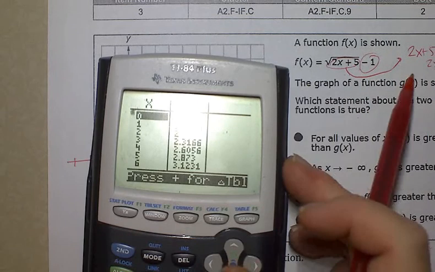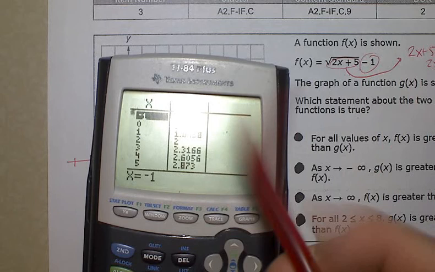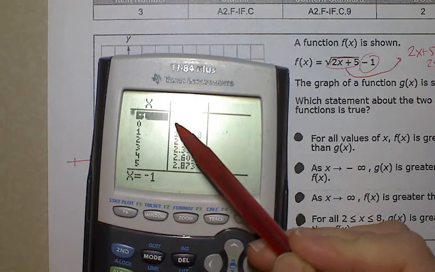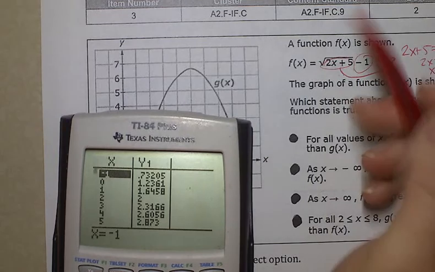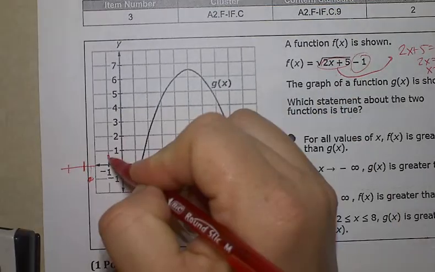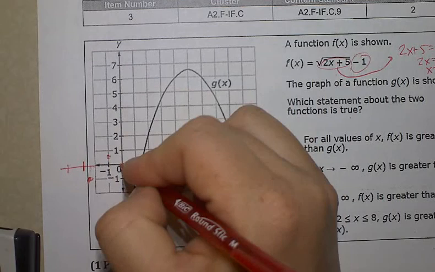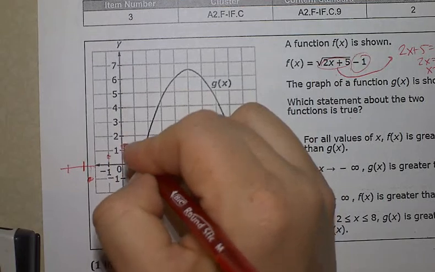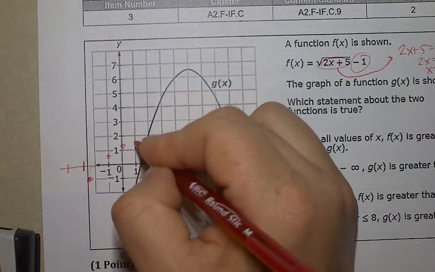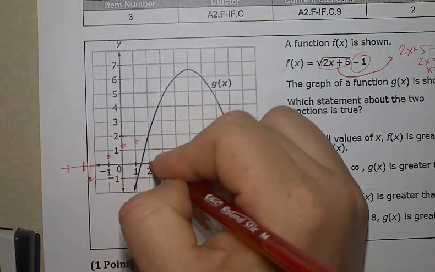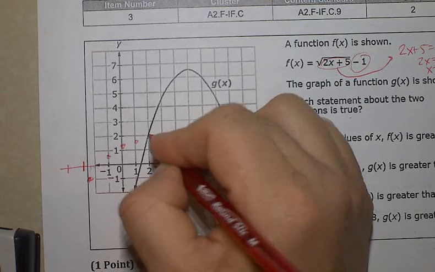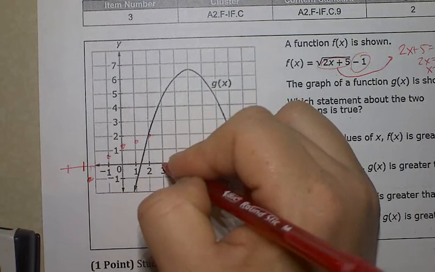And we can see that negative 1, we can approximate, goes to 0.7. And 0 is 1.2. 1 is 1.6. And we can kind of go out here a little further. 2 is 2. 3 is 2.3. You can continue to look here.